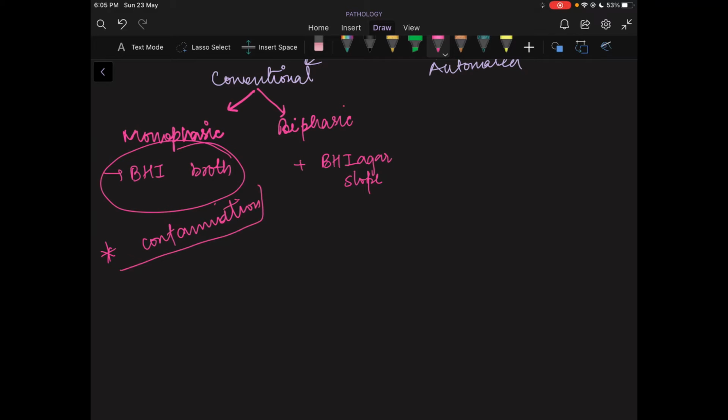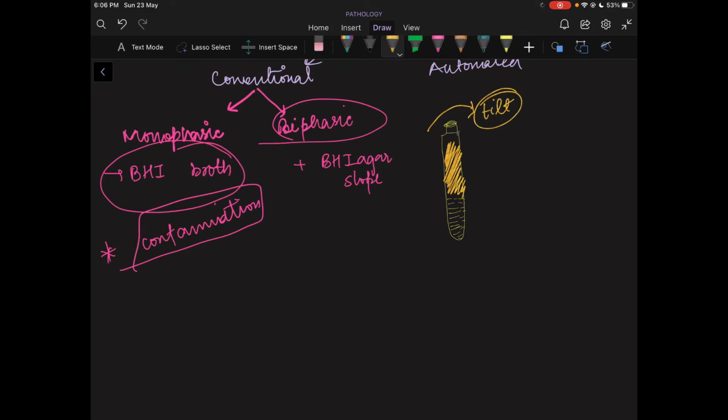So we have biphasic for that. What happens is this. I'll try to draw this as a test tube. Actually, this is a bottle, okay? And this bottle has BHI broth, which is a liquid media, and it also has a slope of agar. So what you need to do is just tilt this and you will be able to form the subculture. So there is a very low risk of contamination, right?